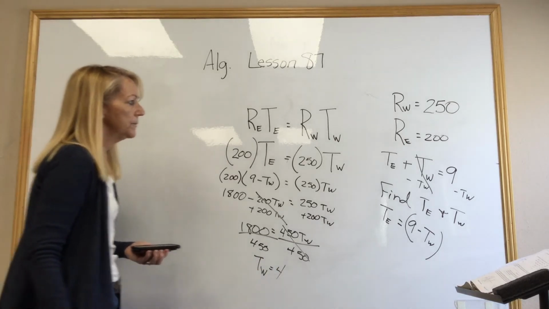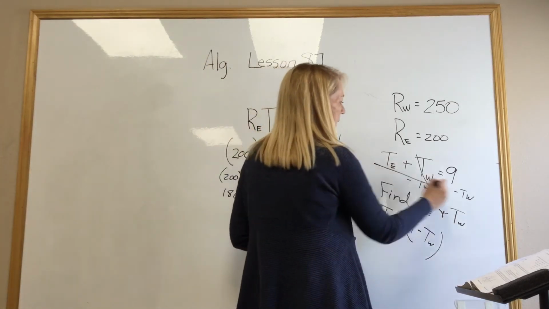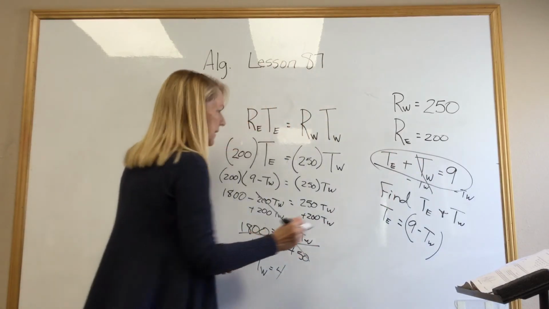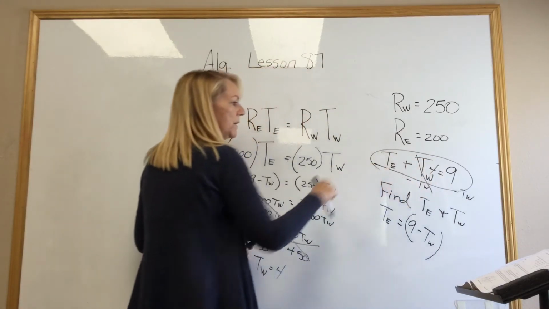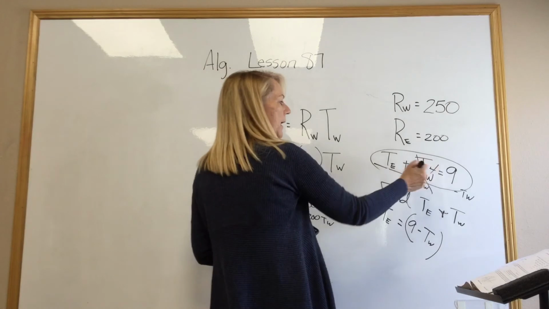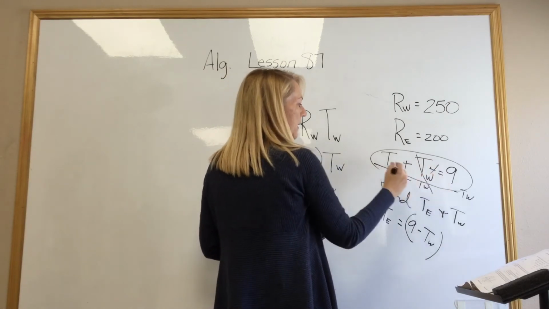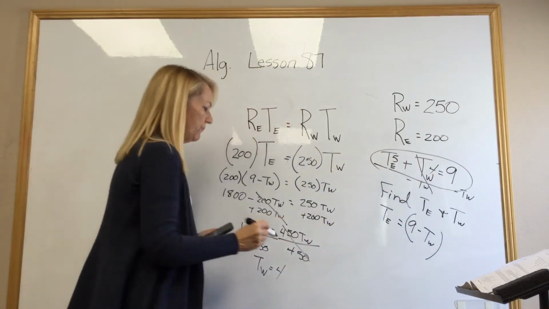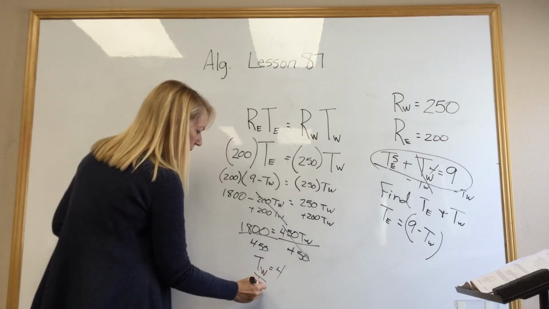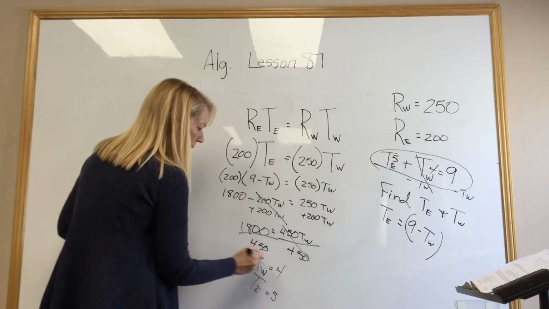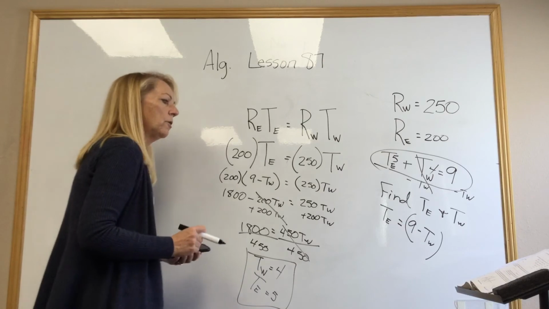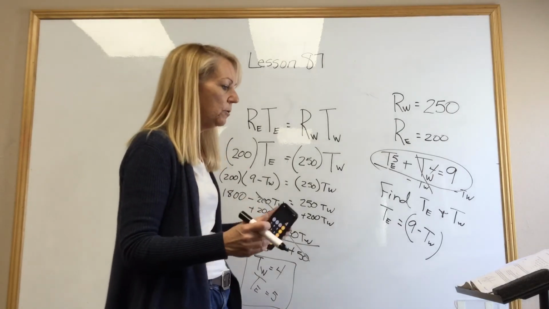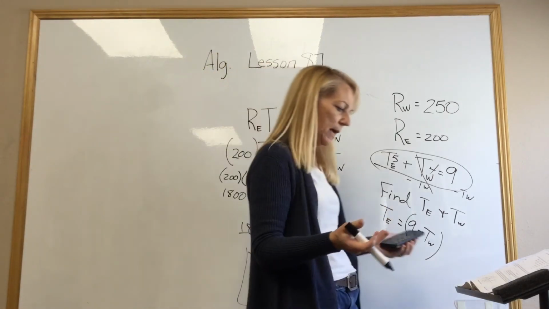Now I know, if I go to this easy one right here, if this equals 4, what does TE equal? That's the easiest way right here. TE plus 4 is 9, so that'd be a 5. So TE is going to be 5. And here is my answer. So you use the information they give you to solve for one, and then you can solve for the other.